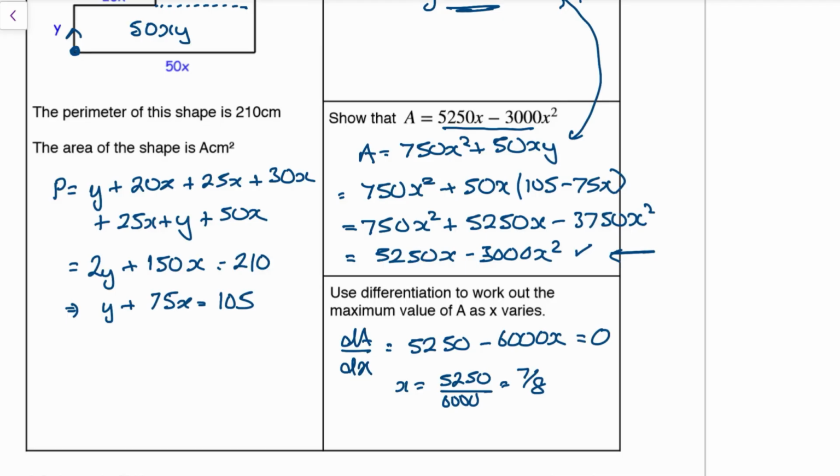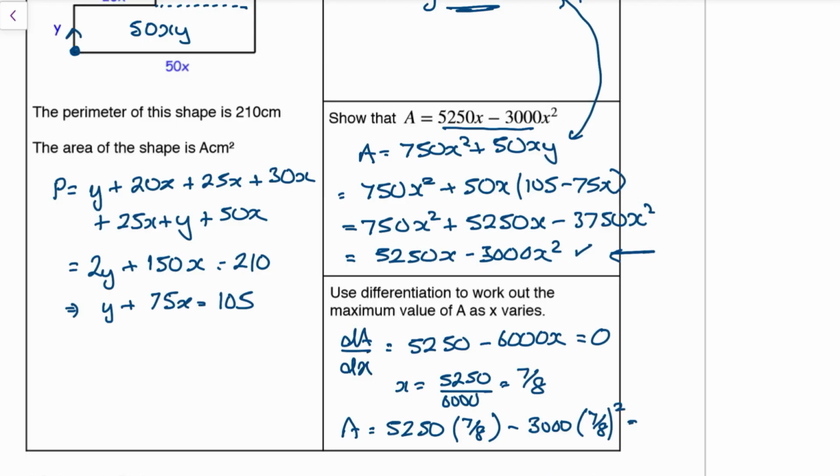What does it want? So use the differentiation to work out the maximum value of A. So actually we need to put that back in the area equation to work out the maximum value of A. So that's going to be 750. Actually, no, I'm going to have to use the other one, aren't I? So I'm going to use the other equation, which A is going to be 5250. I can't use the first one because I don't know the y value. So 5250 times 7/8 minus 3000 times 7/8 squared.